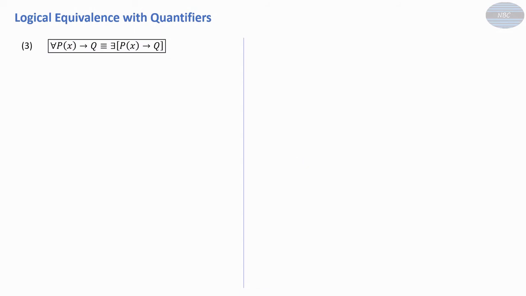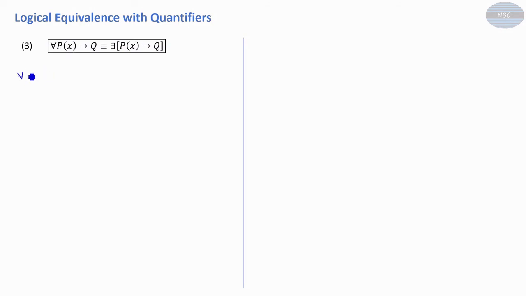Come to another formula here. In this formula we have a predicate function P(x) and a Q having no variable, meaning Q is a proposition here. And here we have a universal quantifier, so it is equivalent to: for all x, P(x) conditional Q is equivalent to there exists x, P(x) conditional Q. So let me prove this one.